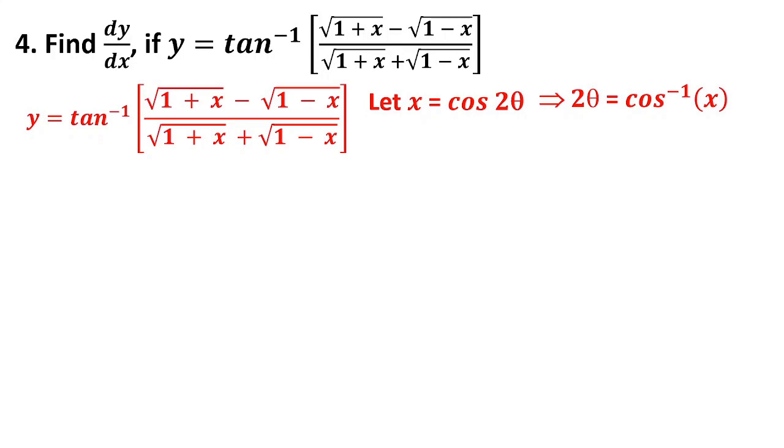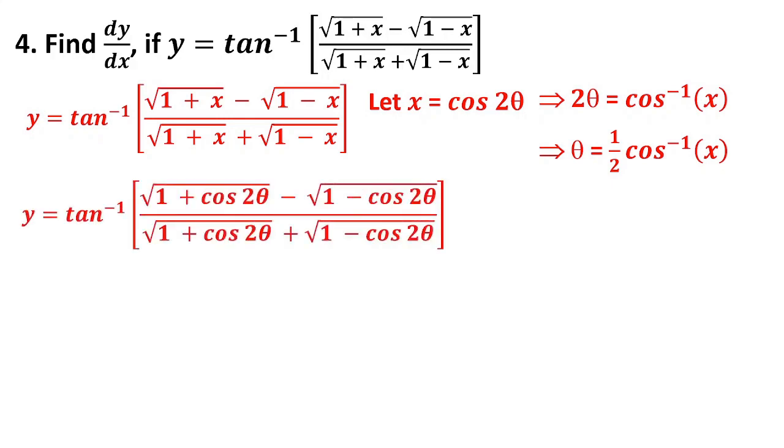2 theta is cos inverse x. Therefore, theta is half into cos inverse x. As I told you earlier, better have the resubstitution ready before you start the problem. Good. Let us start. Square root of 1 plus cos 2 theta minus square root of 1 minus cos 2 theta, both in numerator and denominator.